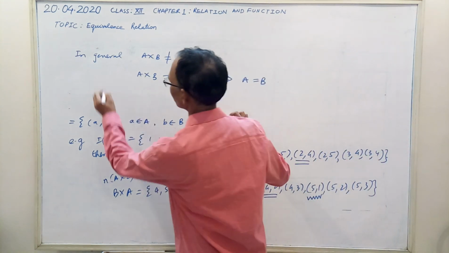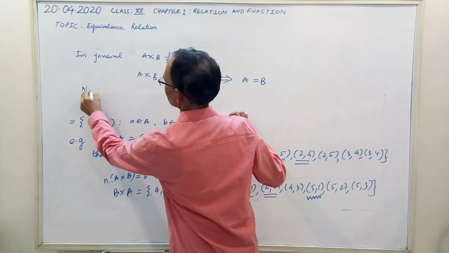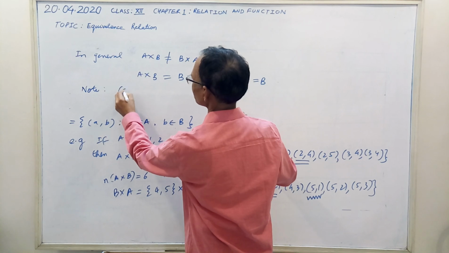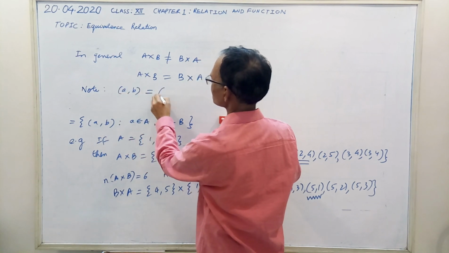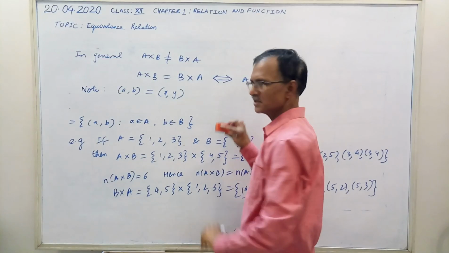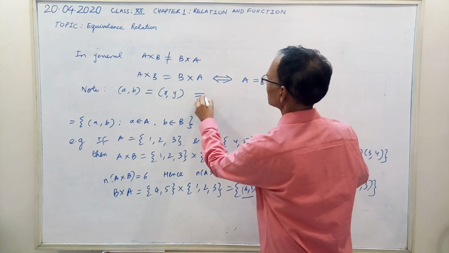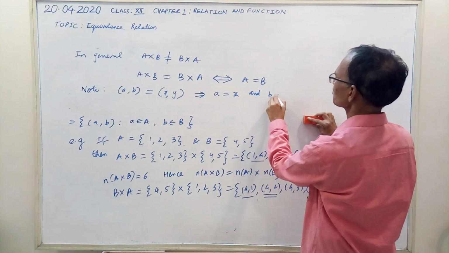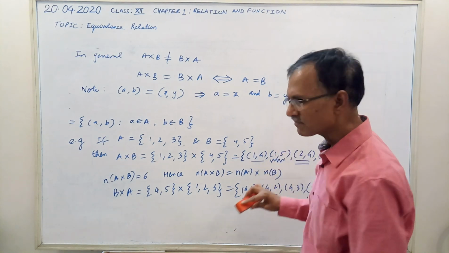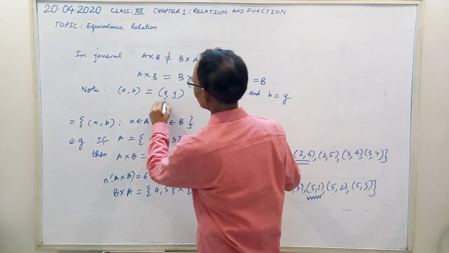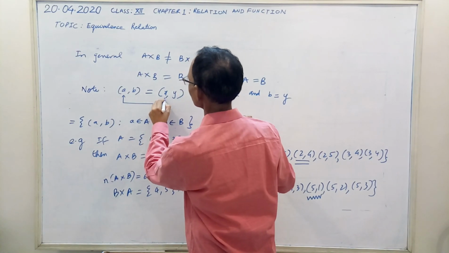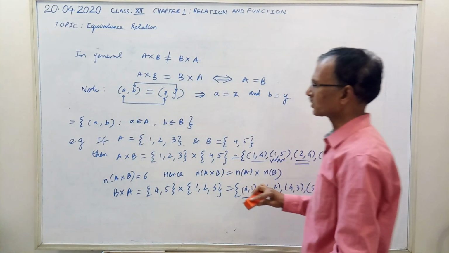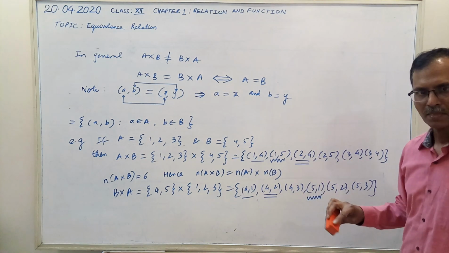One more thing, if the ordered pair (a, b) is written equal to (x, y), its meaning is that a is equal to x and b is equal to y. Two ordered pairs are equal if and only if their first elements are equal as well as their second elements are equal. Then only we can say they are equal.